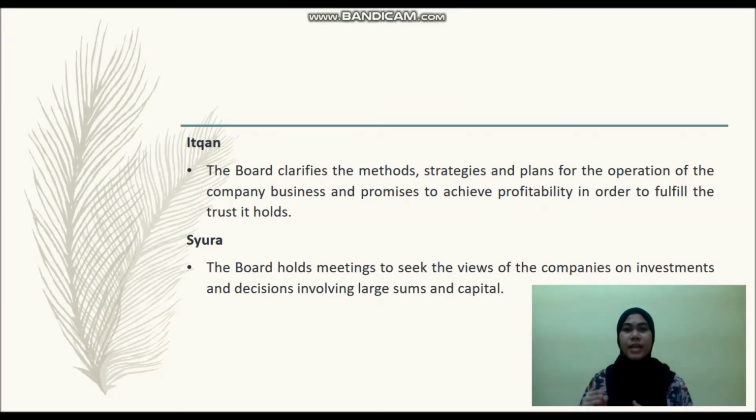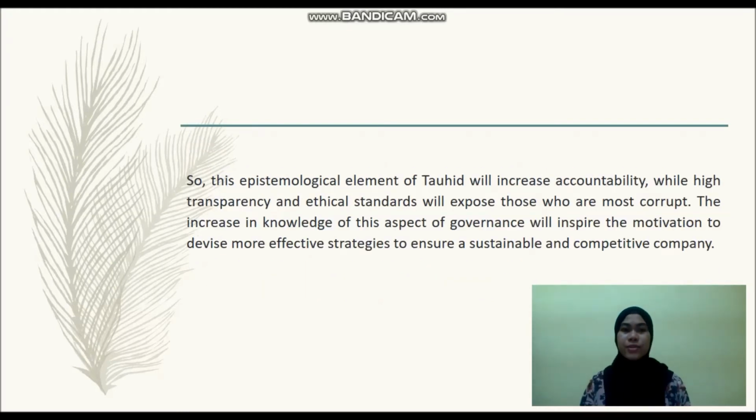Third is Itqan. Itqan means the board of directors clarifies the method, strategy and plans for the operation. The board of directors explains all the strategies and all the plans to the company members to achieve their goals. And fourth is Shura. Shura means the board of directors holds meetings to seek the views of the company on investment and decisions involving large sums of capital. So this epistemology of Tawheed element will increase accountability, with high transparency and ethical standards in the company. So the company will be more successful among the other companies outside.